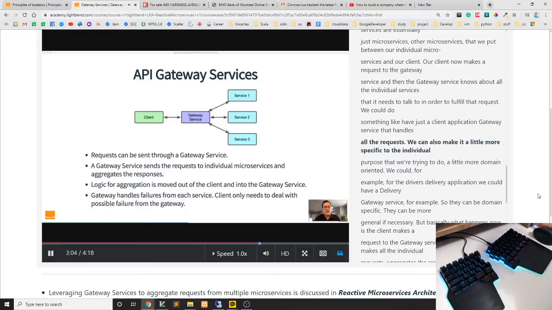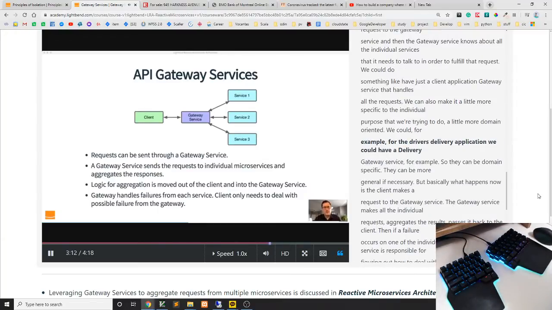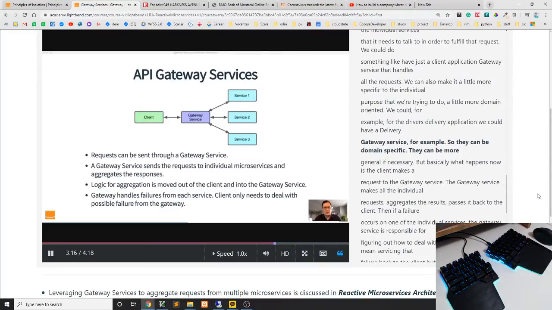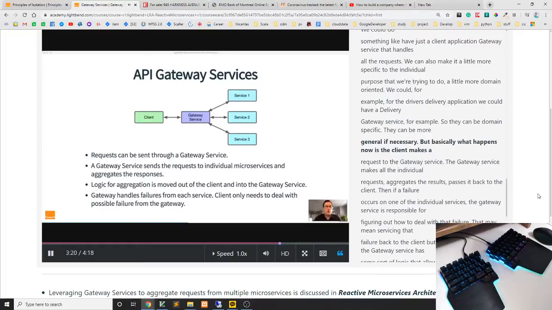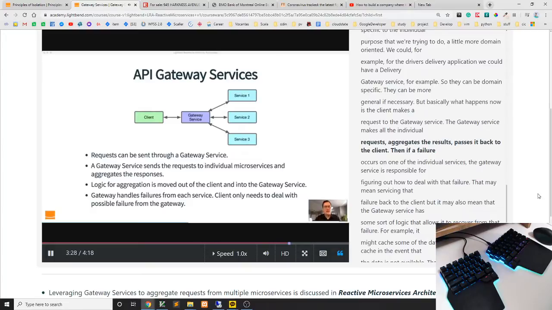So we could do something like have just a client application gateway service that handles all the requests. We can also make it a little more specific to the individual purpose that we're trying to do, a little more domain oriented. So we could, for example, for the driver's delivery application, have a delivery gateway service. They can be domain specific, they can be more general if necessary. But basically, what happens now is the client makes a request to the gateway service. The gateway service makes all the individual requests, aggregates the results, passes it back to the client.